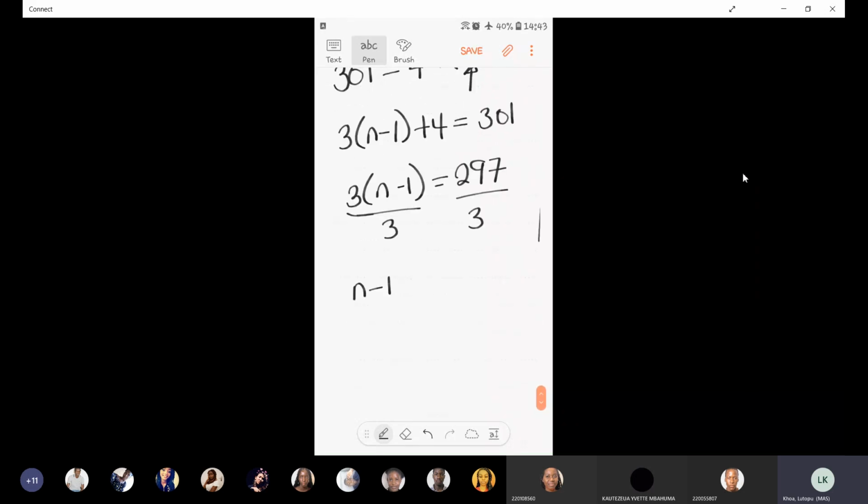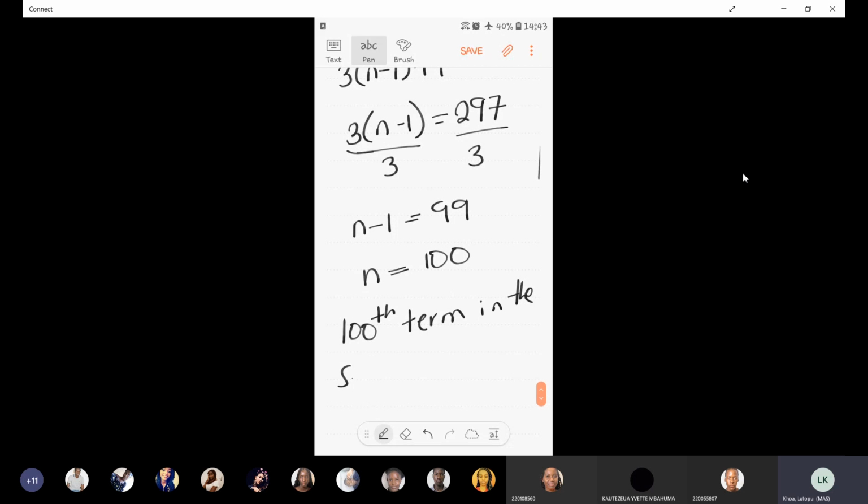n minus 1 is equal to 99. And then I will add 1 on both sides. So I have n is equal to 100. So this means that the 100th term in the sequence is 301. So 301 is the 100th term in the sequence.